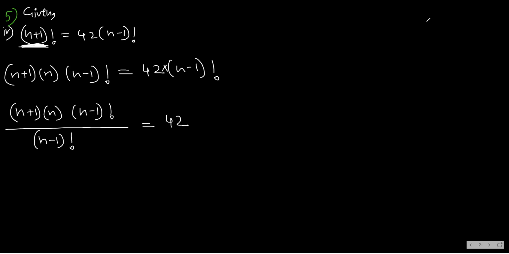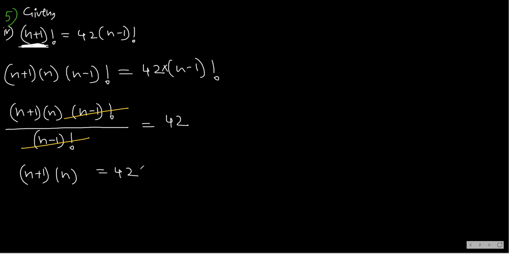Now what will happen, students? See, this n minus 1 factorial will cancel. So when it cancels, what will you get? You will get n plus 1 into n equals 42, right? And now I will solve this. See here, there are two ways of solving this equation.